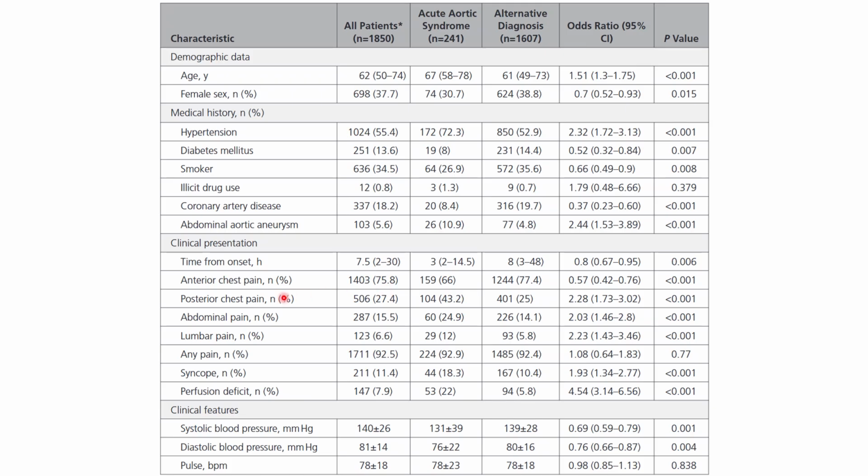And then it's interesting to see that most of these patients presented within the first 24 hours, especially the first 10 hours, and most of them had anterior chest pain. Some of them have posterior chest pain. A few of them have abdominal pain.